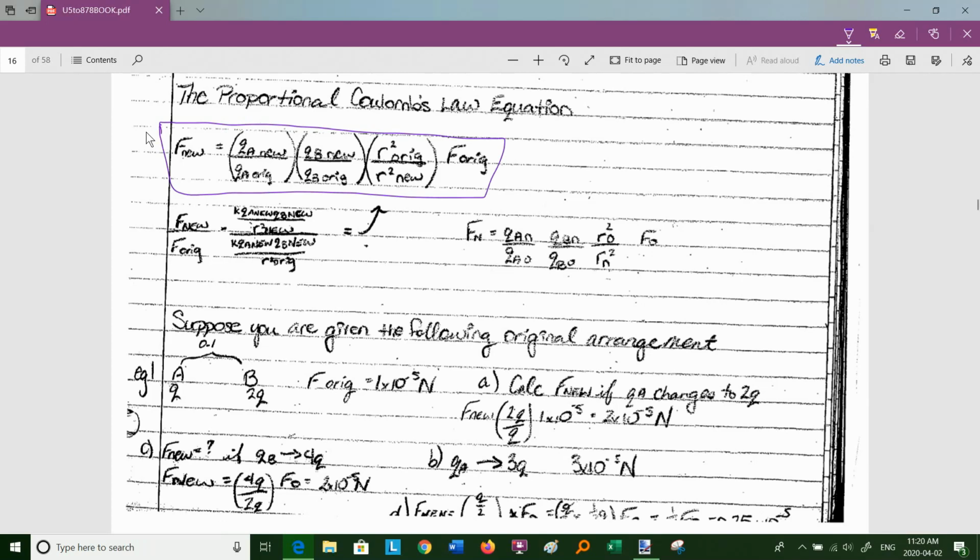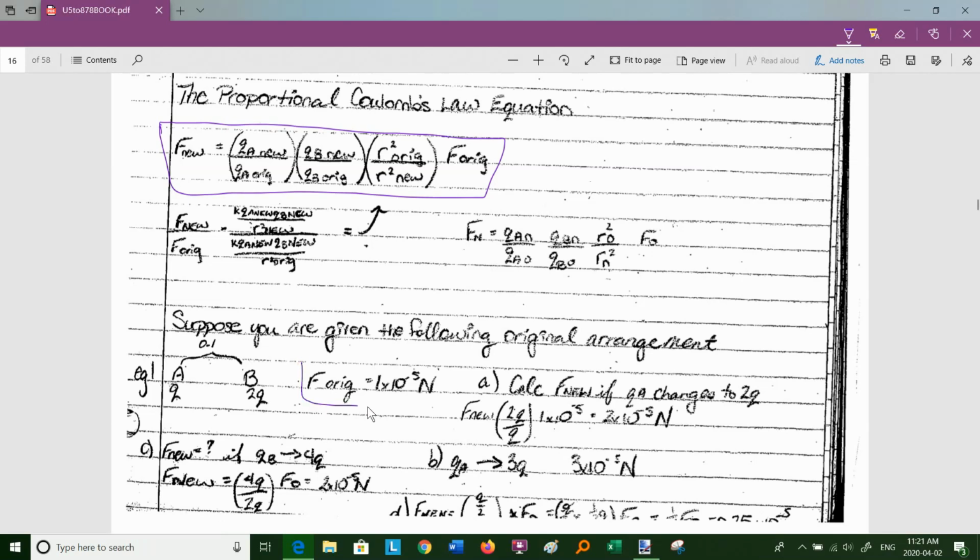Proportional Coulomb's law is just if you know the proportions by which a charge changes, you can get the new force. So the equation, and you would be given this, well, actually you can memorize it, or if you need it, I'll give it to you. The new force is QA new over QA original, times QB new over QB original, times R original squared over R new squared, times F original. So it looks scary, but it's really not.